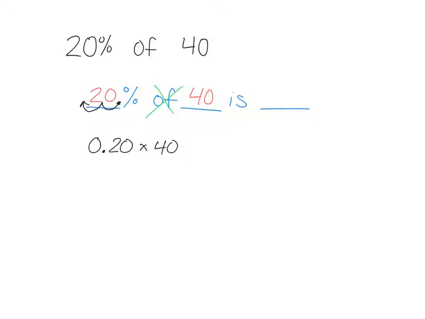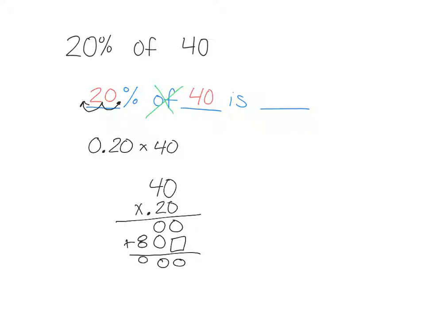So let's do that now. 40 times 20 hundredths. 0 times 0, 0 times 4, 2 times 0, 2 times 4. Now I'll add. Then I have 2 digits after the decimal in my problem, so I will have 2 in my answer. So in the end, 20% of 40 is 8. And that is my answer to this problem.